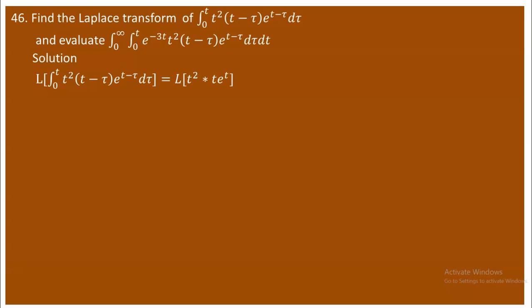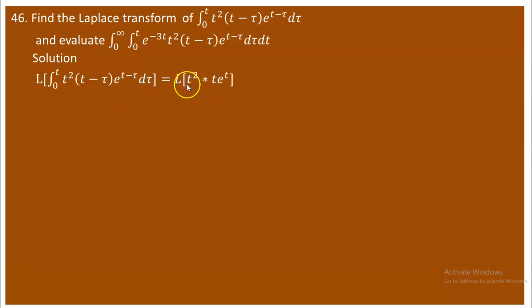The Laplace of the integral expression is basically the same as the Laplace of the convolution of these two functions, t squared and t to the power of t. The reason is that the convolution of f and g can be defined as the integral from 0 to t of f of tau times g of t minus tau. If you observe the convolution of these two, you will come across these integral expressions. Just go back and read about convolution of two functions.